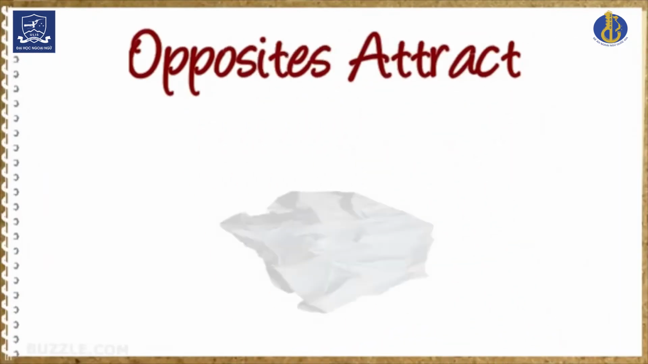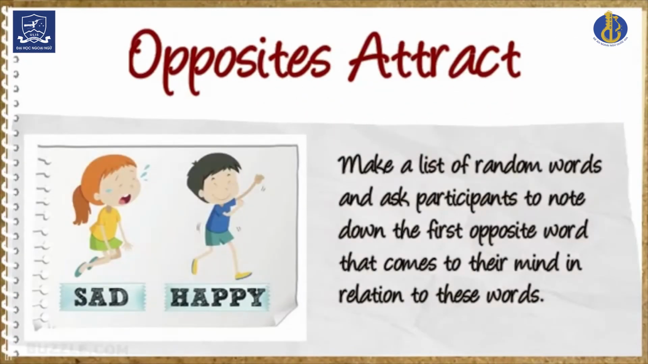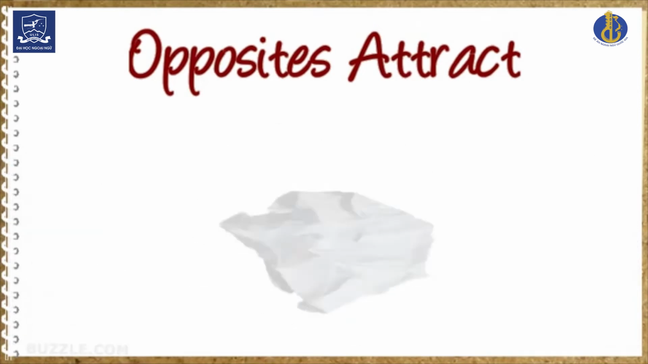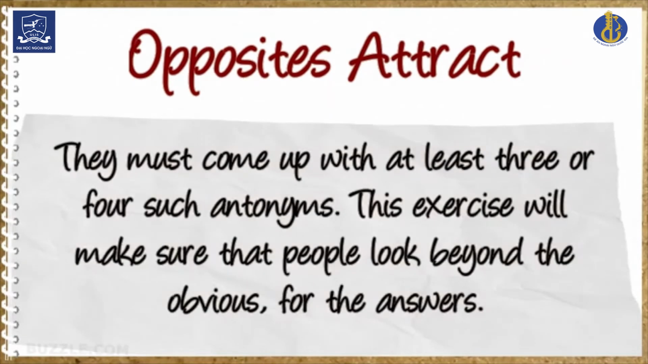Opposites attract. Make a list of random words and ask participants to note down the first opposite word that comes to their mind in relation to these words. They must come up with at least 3 or 4 such antonyms. This exercise will make sure that people look beyond the obvious for the answers.